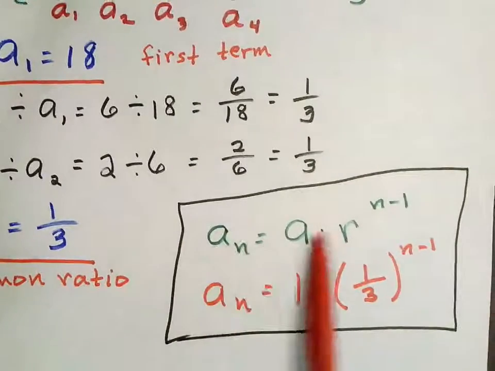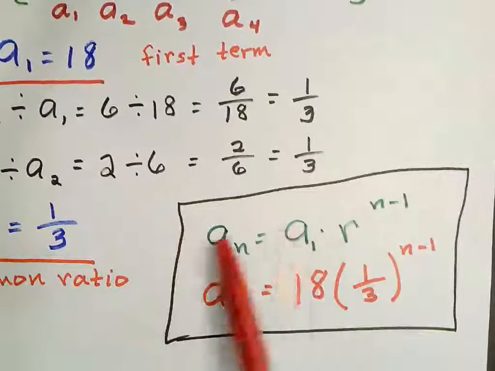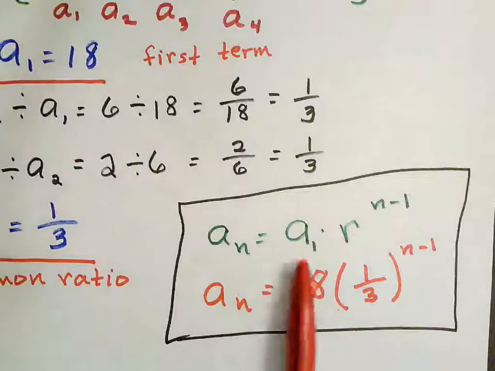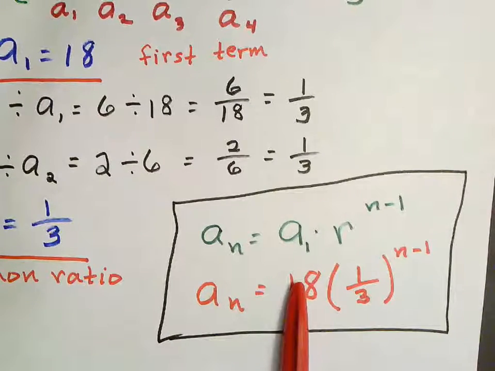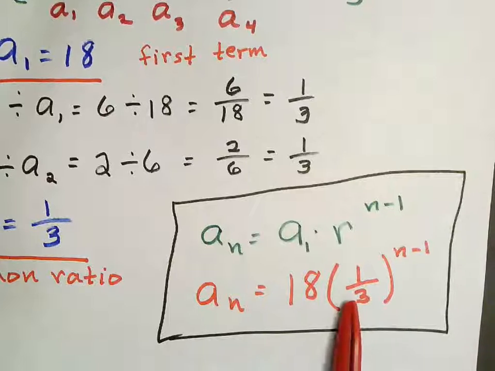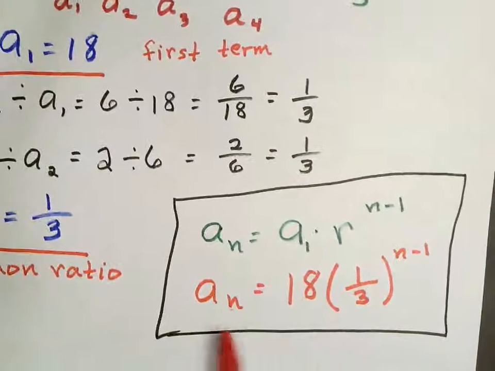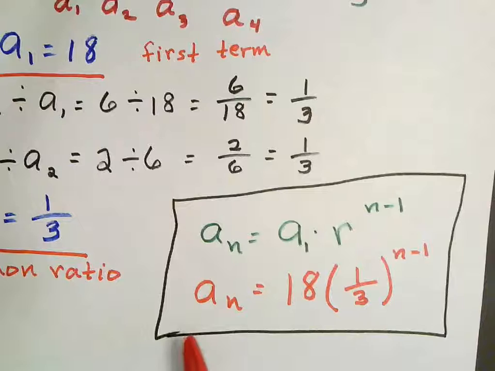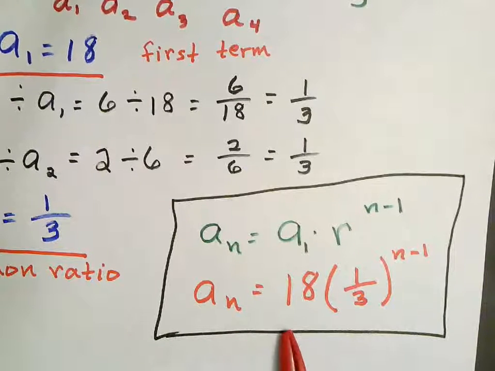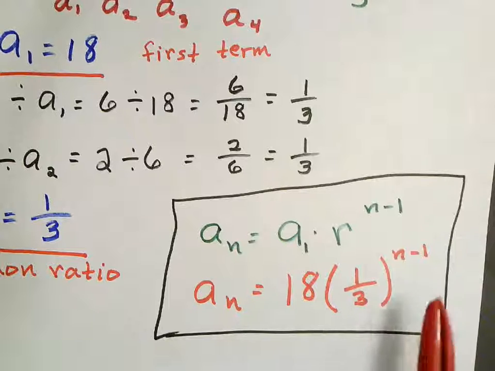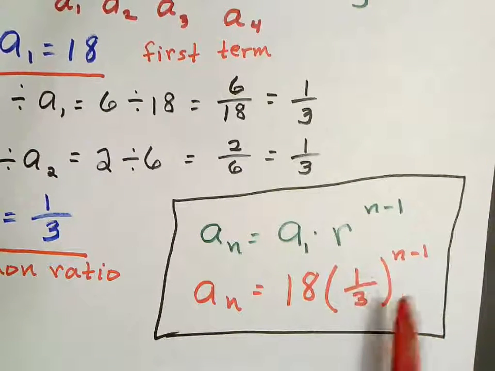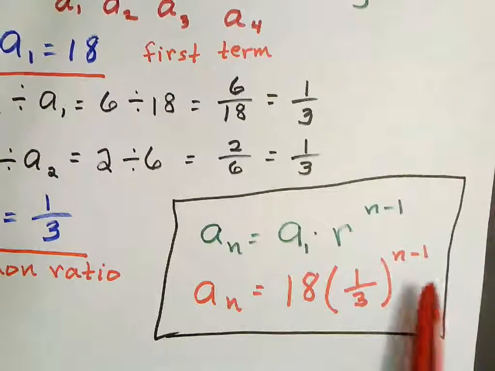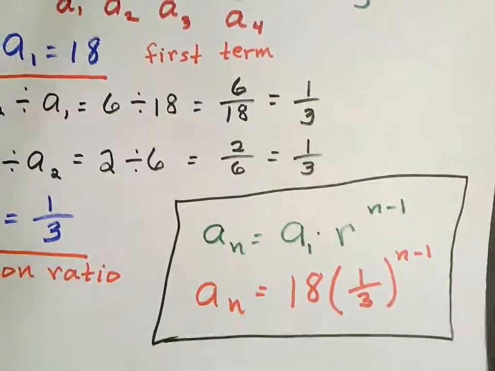Then I write down my general nth term formula. Again, we have to know the a sub 1 and the common ratio. So the a sub 1 term is 18. The common ratio is 1/3. So my explicit formula will be a sub n equals 18 times the common ratio 1/3 raised to the n minus 1. And remember, just this 1/3 is being raised to this exponent, n minus 1.